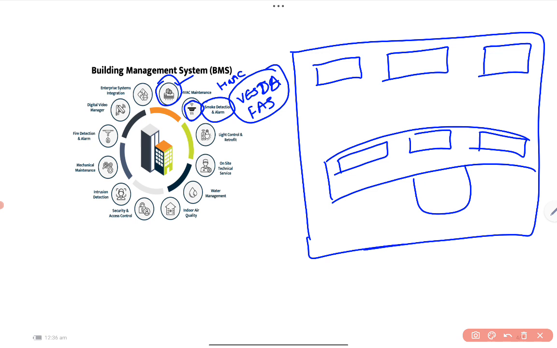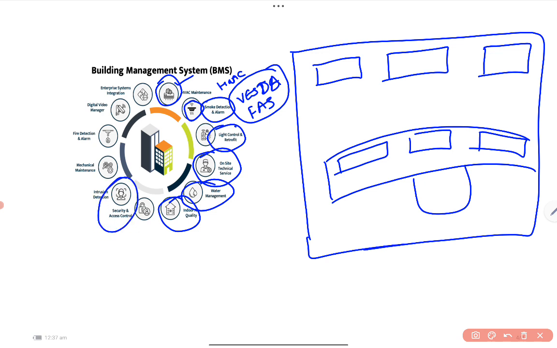Then light control and retrofit. Through this BMS system we can control our lighting also. If we require lighting in some particular portion, we can manage it through this system. Then on-site technical services: if we require help from our technician or supervisor, we can call them through this system, so they can attend our call for maintenance or any operation. Then the water system, then indoor air quality. We can find the indoor temperature and air quality through this system. If there is any abnormality, it will give an alarm to maintain or monitor the system.